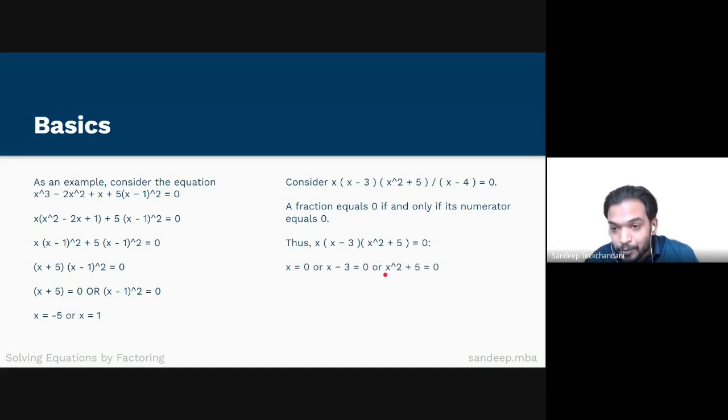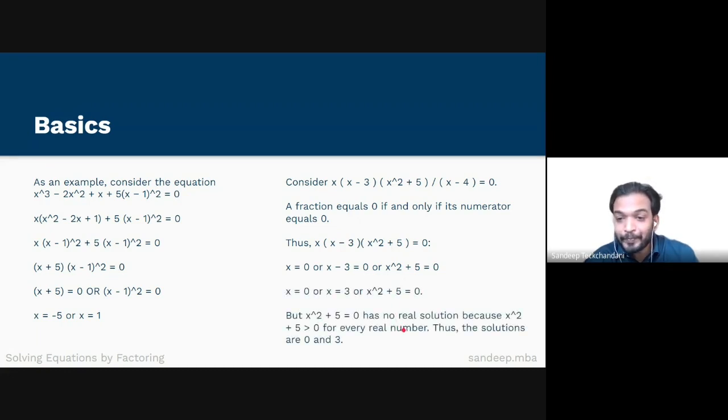Please focus on this part. X square plus 5 equals 0. If I subtract 5 from both the sides, I'll get x square equals minus 5. If x square equals minus 5, then x equals square root of minus 5. The square root of minus 5 is not a real number.